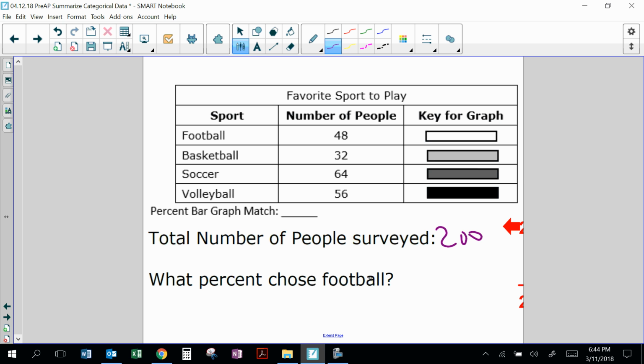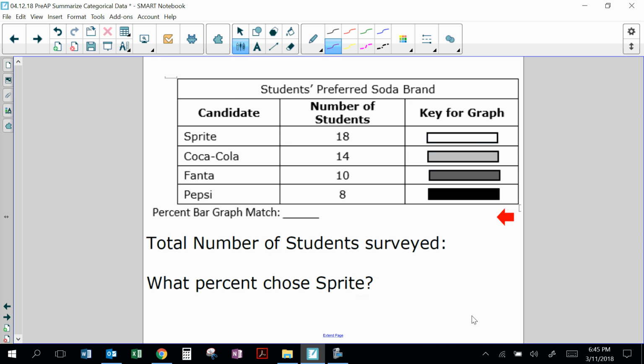So what percent chose football? 48 people out of 200 chose football. I need to turn it to a percent. And what is a percent again? Anything per 100, out of 100. So how do I break it down from 200 to 100? Divide by 2 or times it by a half, which is 24. So 24% chose football. So let's look at these percent bars.